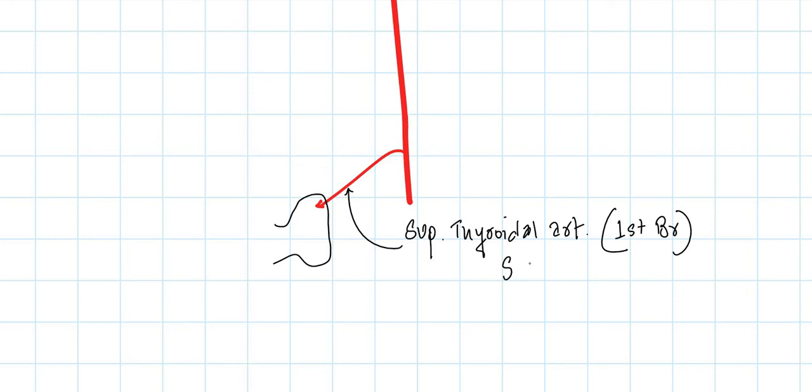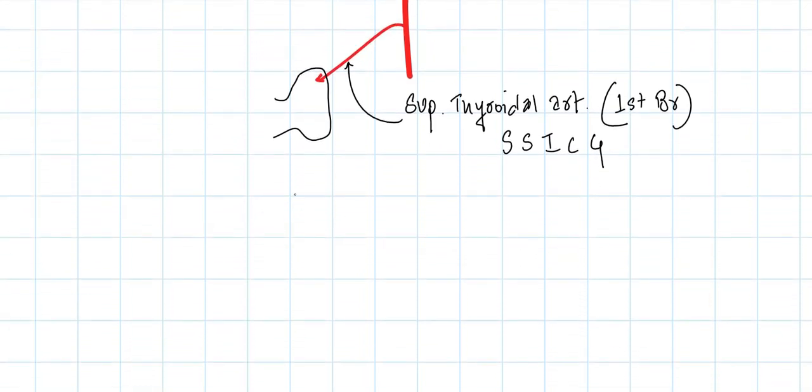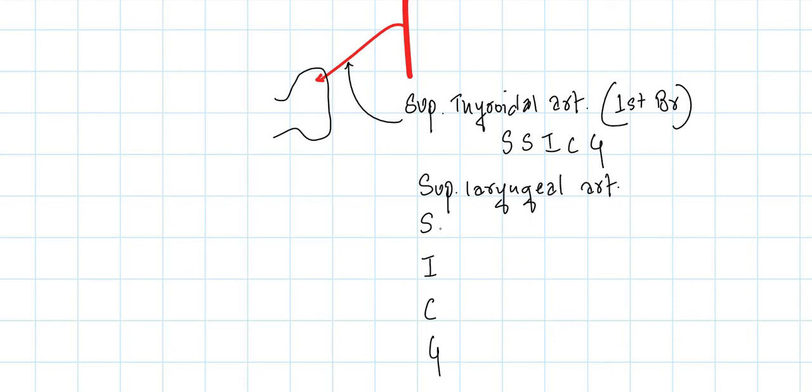You can just remember it by a simple word play, SSICG. Just remember these letters, SSICG. So what does SSICG stand for? S is for an artery, a very important artery that I'll talk about in some other tutorial. It's the superior laryngeal artery.